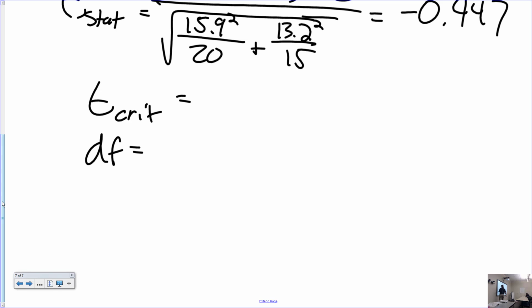What are my degrees of freedom, folks? 14. Why 14 then? Because that's the small one. The smaller n is 15, and you take one less than the smaller n for your degrees of freedom when you have to use the easy formula. And again, since it's just less than, it's one tail at the 0.1 level.